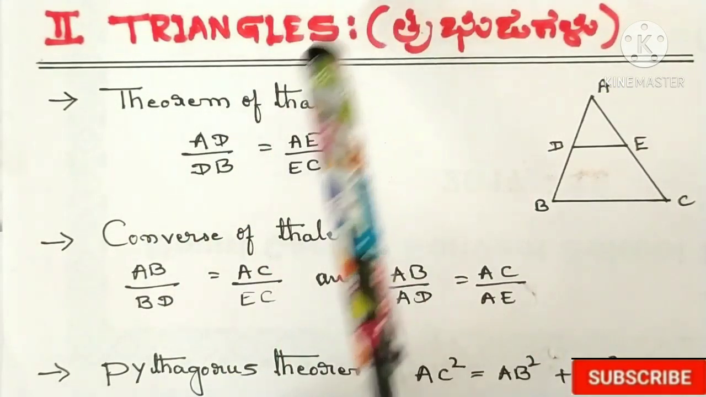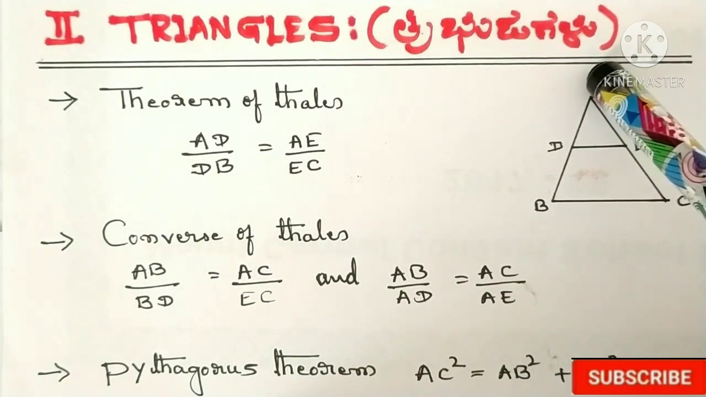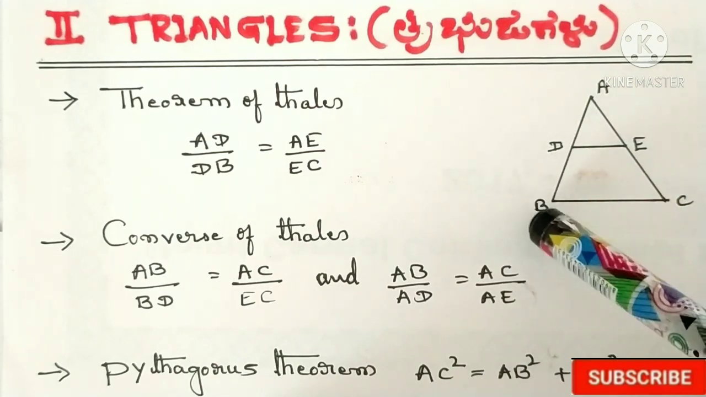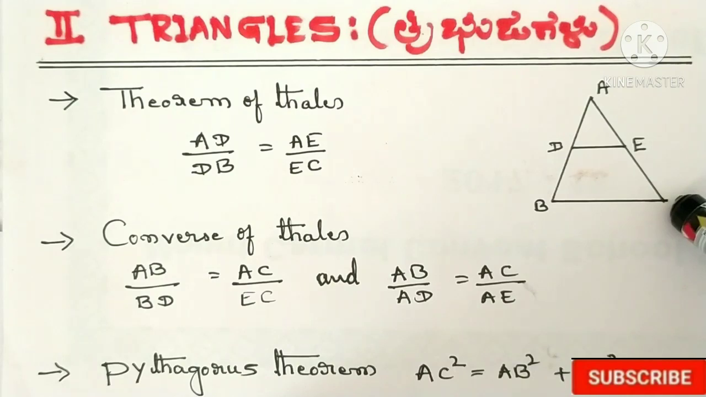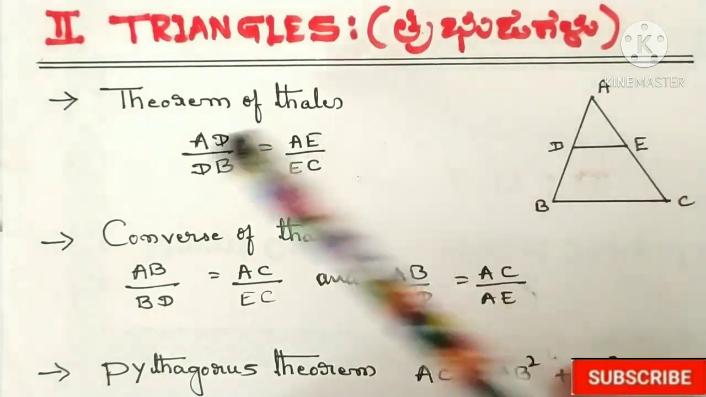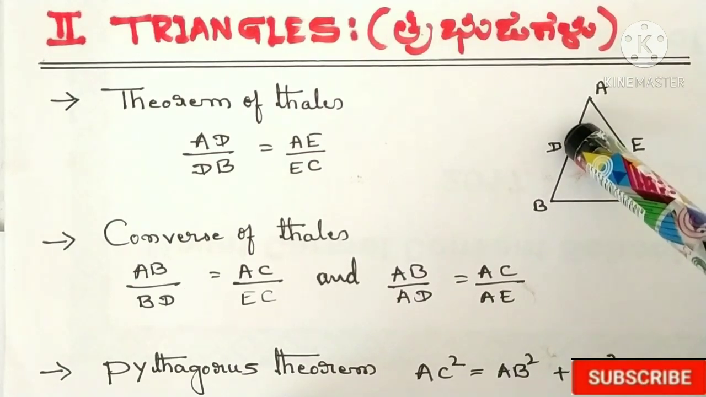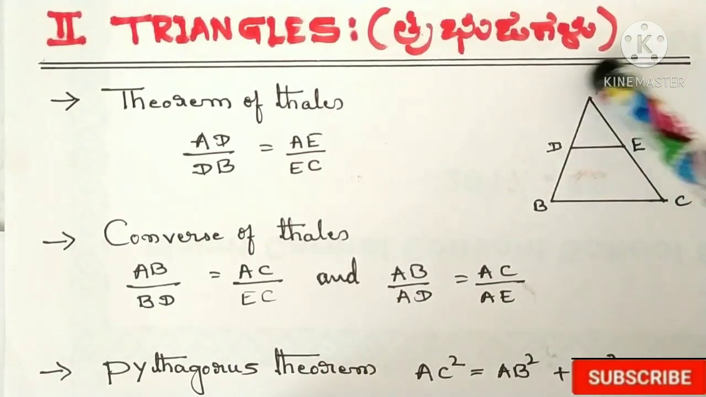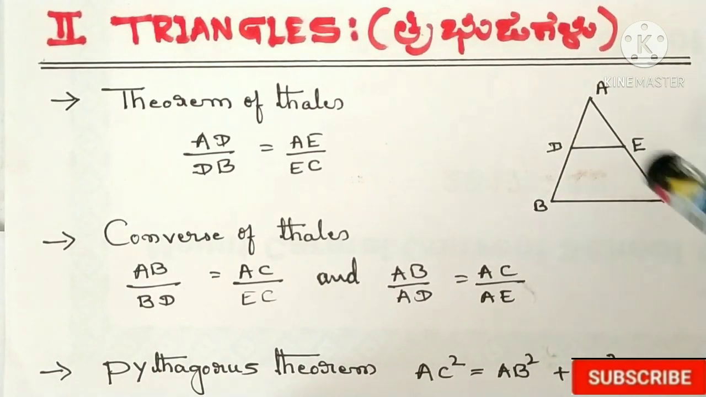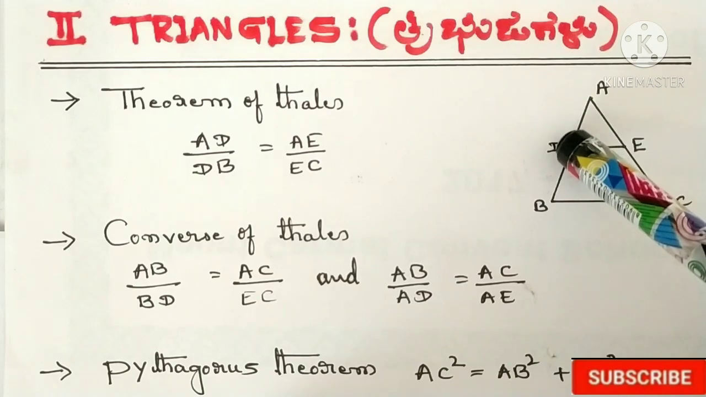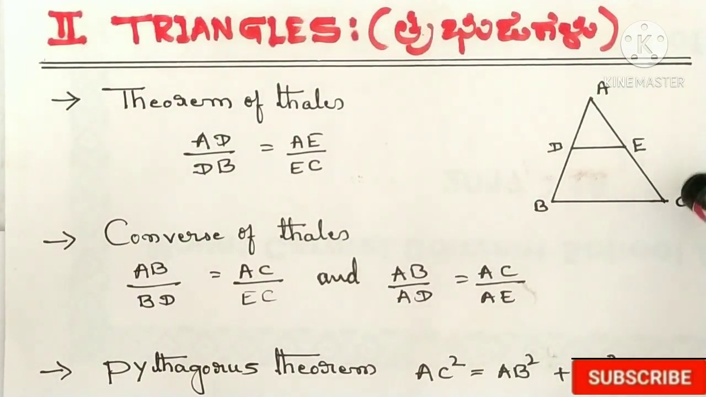Triangles. Theorem of Thales: AD divided by DB is equal to AE divided by EC. So in this triangle ABC, DE is parallel to BC. So here AD divided by DB equals AE divided by EC.